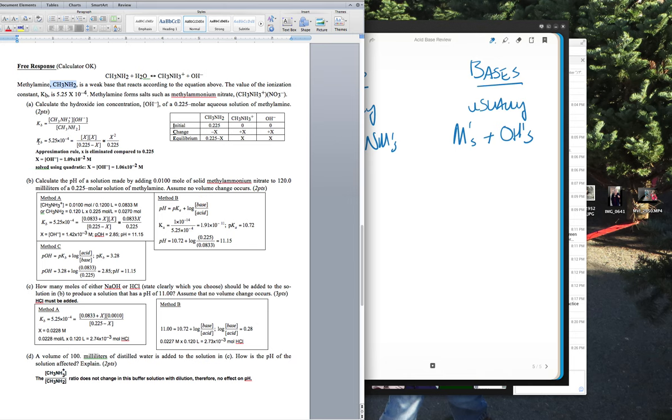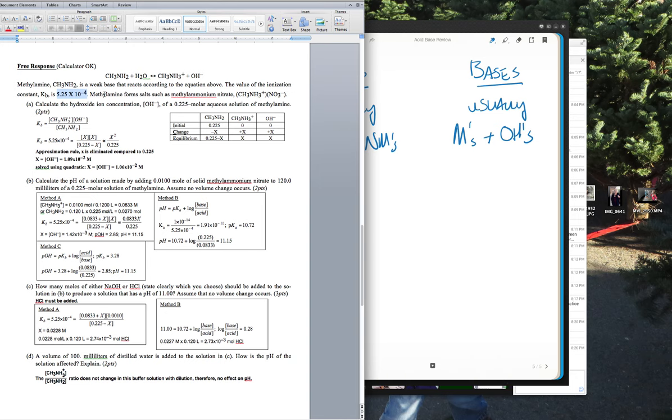So you would do the Kb and the ICE table, and you would see that it's x squared over 0.225 minus x. So here's the problem. You're going to look at the Kb and say that it is not less than 1 times 10 to the negative 4th. Therefore, I can't use that 5% rule or that approximation rule. And this is what I would tell you.